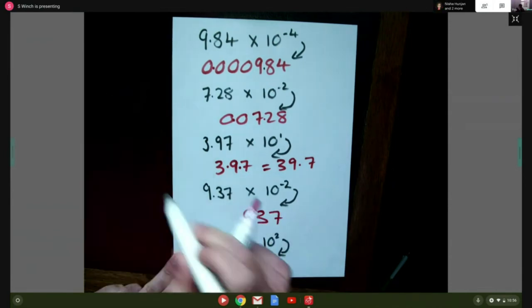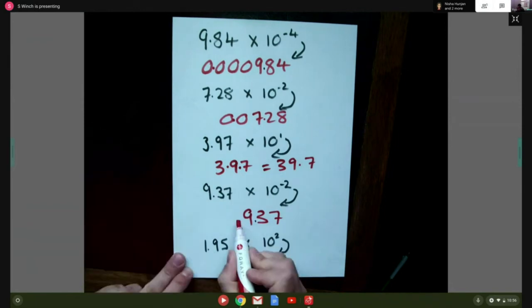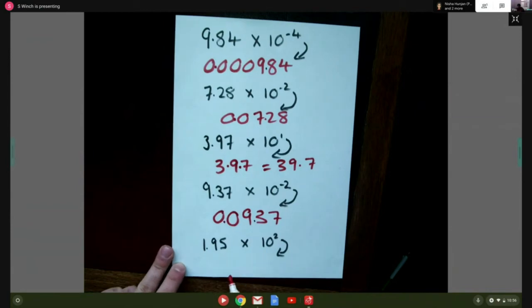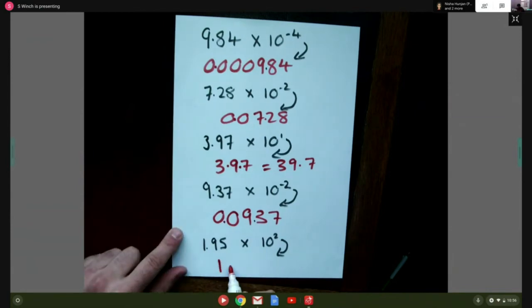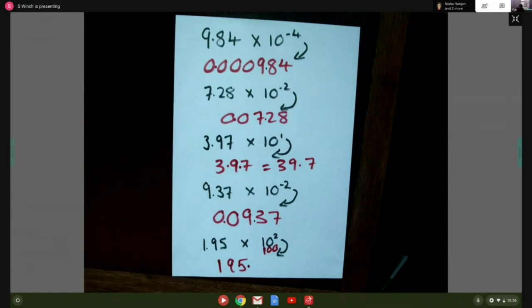Here, 9.37. The original decimal point was there. And we're going to move it back twice. Once, twice. And finally, 1.95. Write out the number 1.95. And it's 10 squared, which we know as 100. I'm going to move it once, twice. The answer to be 195. Okay, so that is converting from standard form.